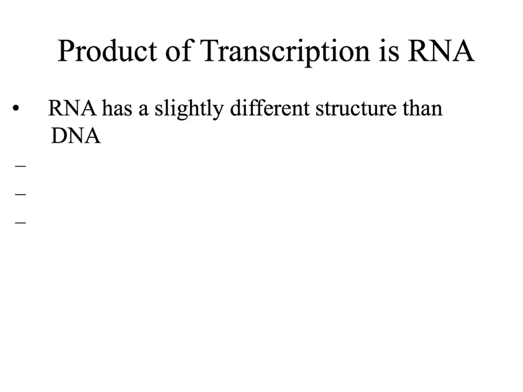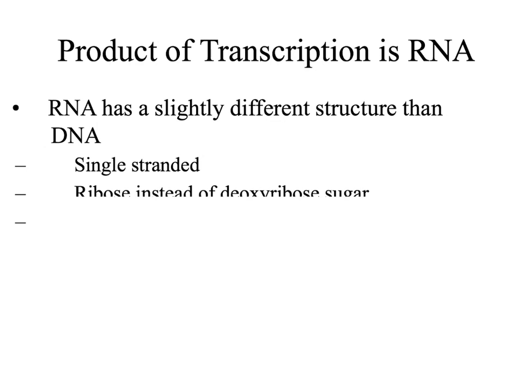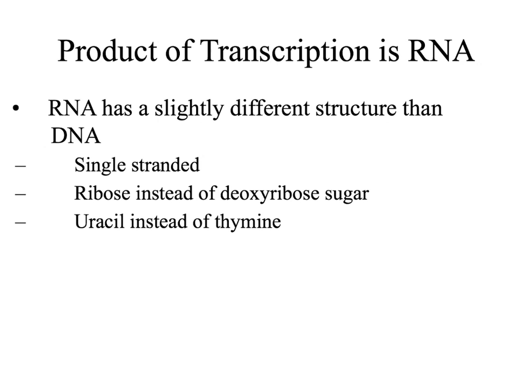The product of transcription is an RNA molecule. Remember from Chapter 2 that RNA is slightly different in structure than DNA. For example, RNA is only single-stranded, not double-stranded like DNA. RNA has a ribose sugar instead of a deoxyribose sugar in that sugar phosphate backbone. And instead of thymine, RNA will use uracil as a base.